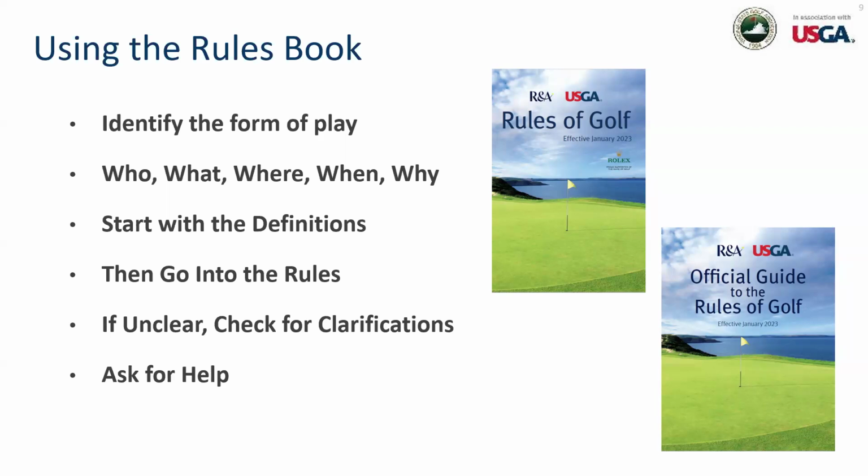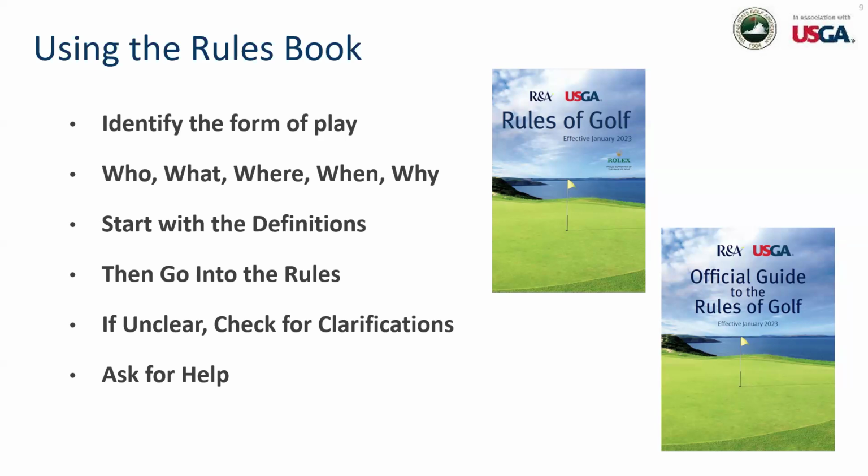Next, find the rule that best applies to the situation. For example, my ball's on a cart path. What do I do next? Well, I can figure out that a cart path is an immovable obstruction, which is an abnormal course condition. So I can go to Rule 16.1 for relief from an abnormal course condition.